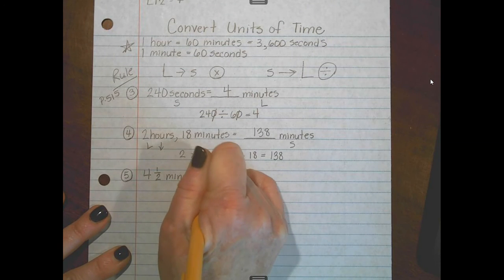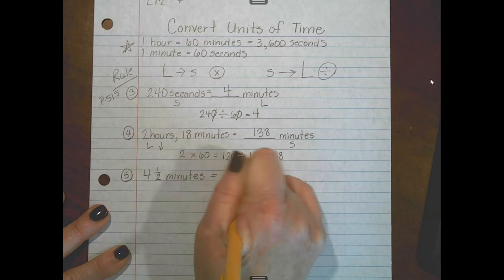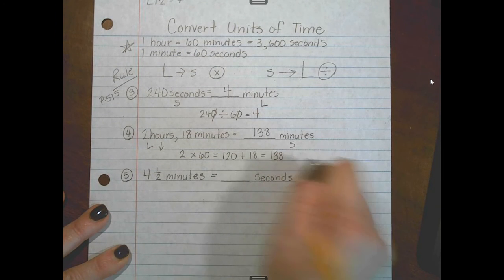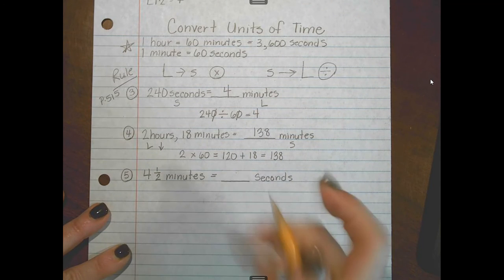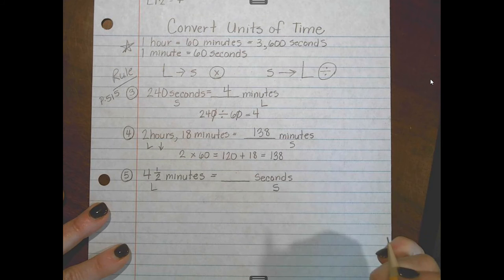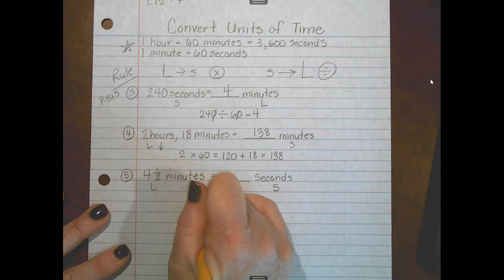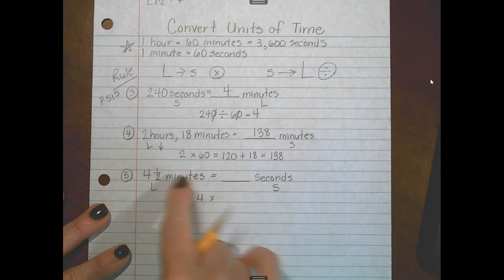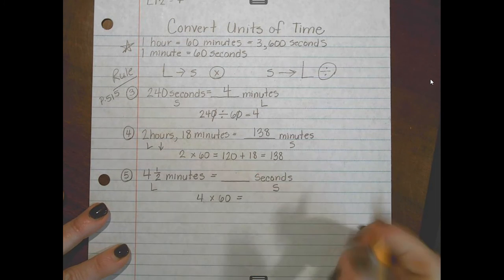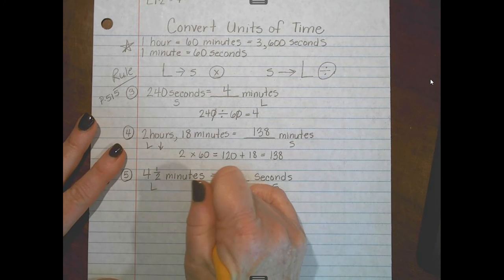See how much you've learned this year? And we want to know how many seconds that is. So let's talk about minutes and seconds. Minutes are a larger unit of time, so we're going from a larger to a smaller unit. So we're going to be multiplying. And there are 60 seconds in 1 minute. That's our unit rate. All right, we've got 4.5 times 60.